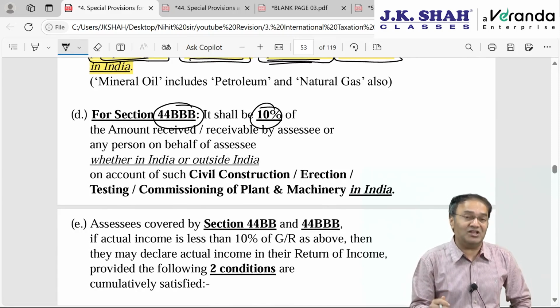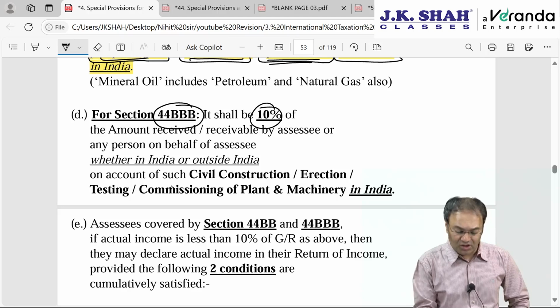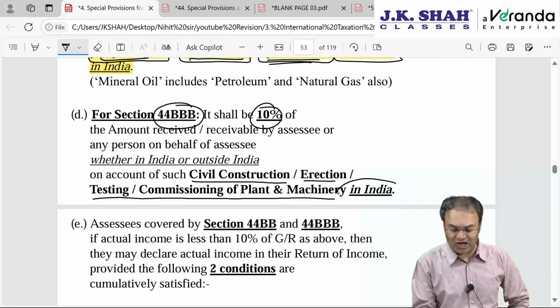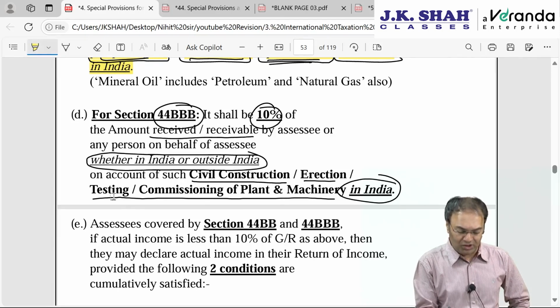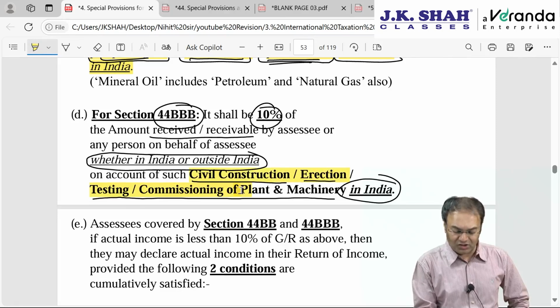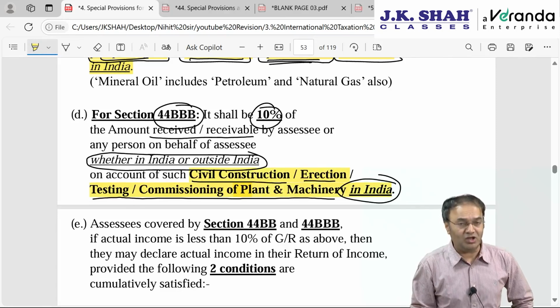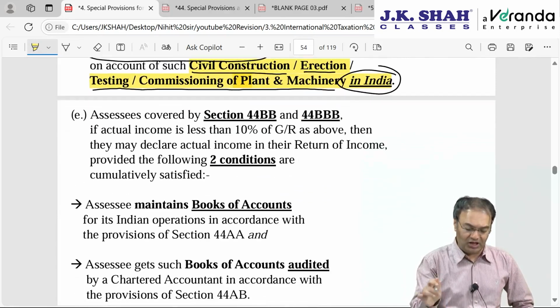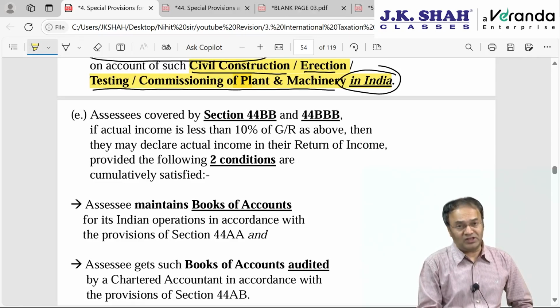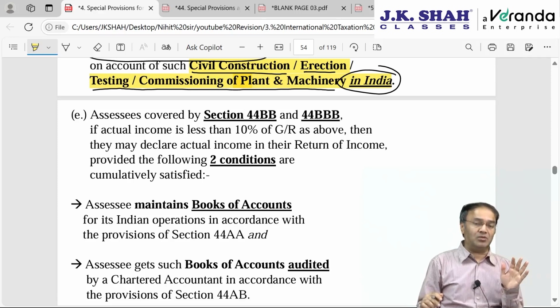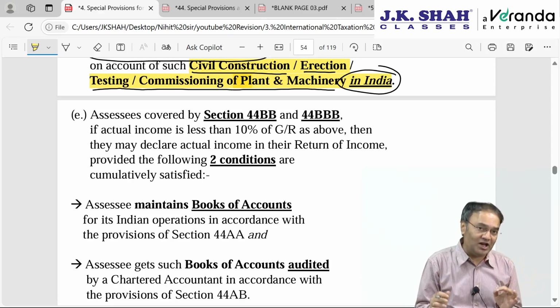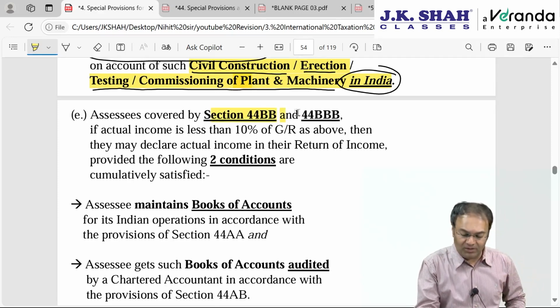But when can we say that it is attributable to Indian operation? Then the civil construction, erection or testing, commissioning of plant machinery, that should be in India, irrespective of place of receipt. Received, receivable in India or outside India, what should be in India? Civil construction or testing, commissioning or erection of plant machinery should be in India. Okay. Now out of these 5 sections, for 2 of them an option is available to declare actual income by maintaining books of accounts and getting them audited. 44BB and 44BBB.